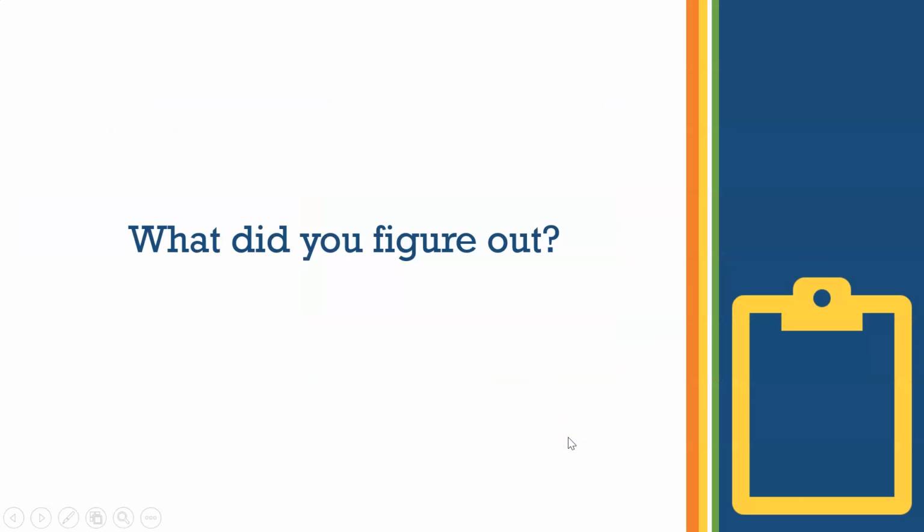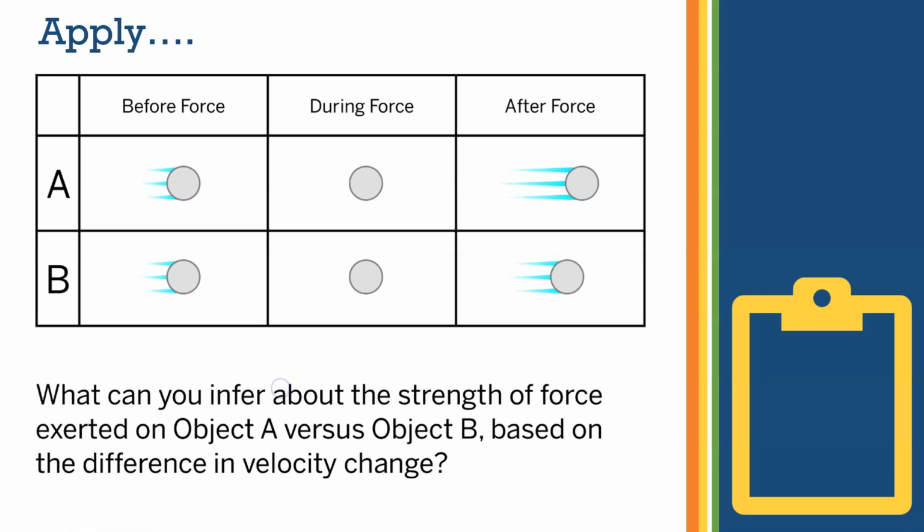So what did you figure out? Take a moment to answer the questions under part 1 of your journal slip. To make sure you've figured out the relationship between strength of force and velocity, let's apply your observations to a new situation. Look at the setup on the screen.